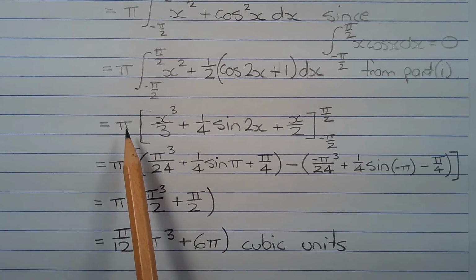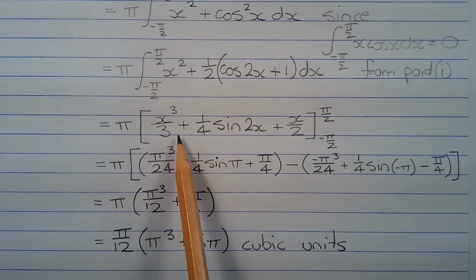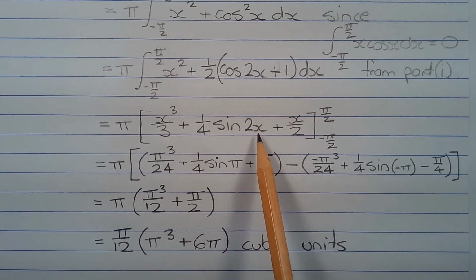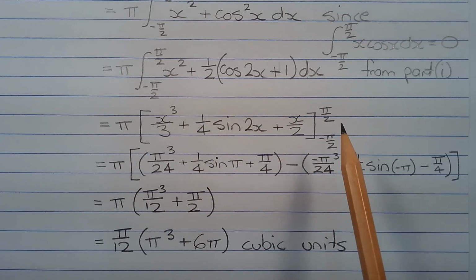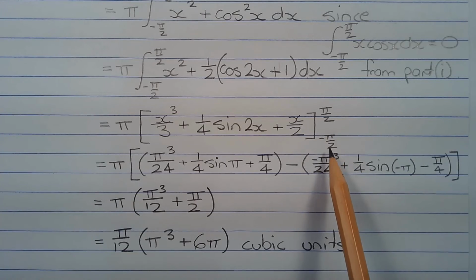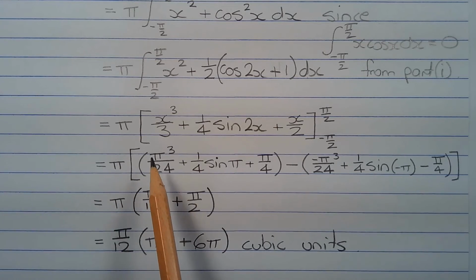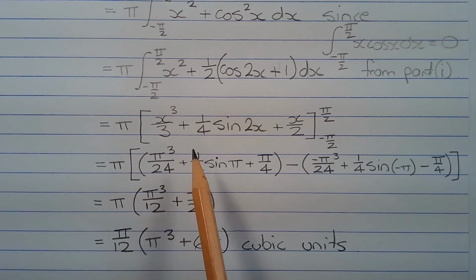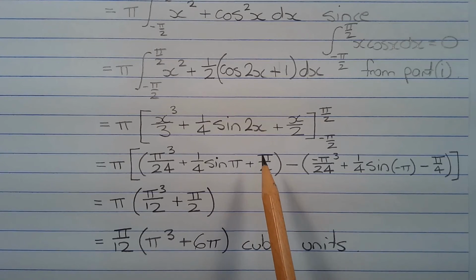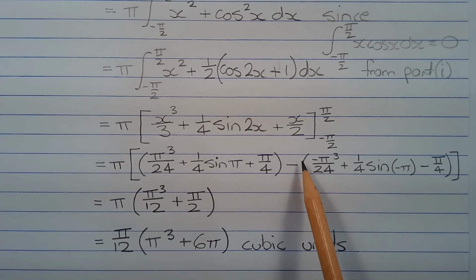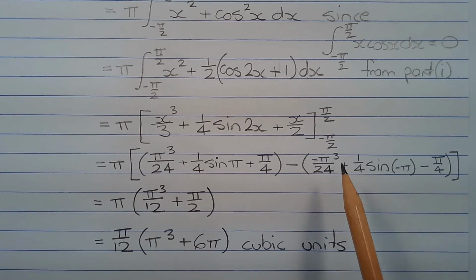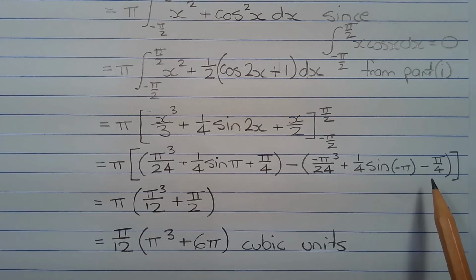Which equals pi times [x cubed over 3 plus 1 over 4 times sine 2x plus x over 2] from x equals negative pi over 2 to x equals pi over 2. Applying the limits of integration, that equals pi times [pi cubed over 24 plus 1/4 sine pi plus pi over 4 minus (negative pi cubed over 24 plus 1/4 sine negative pi minus pi over 4)].